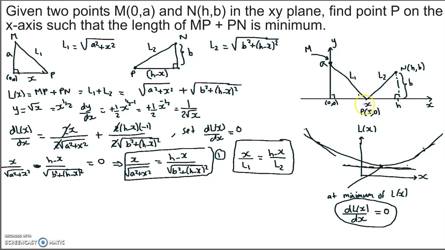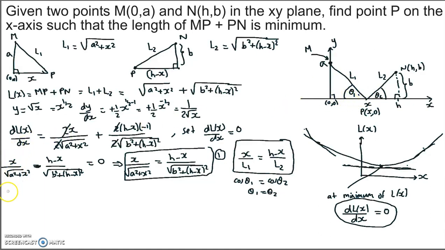So if you look at this triangle here, x divided by L1. X is this distance here, divided by L1, that's the cosine of this angle here. If you call this angle theta 1, and let's call this angle theta 2, equation 1 is telling us that cosine theta 1 equals cosine theta 2, which means that theta 1 equals theta 2. So this is an important geometric property, and we'll come back to it later.